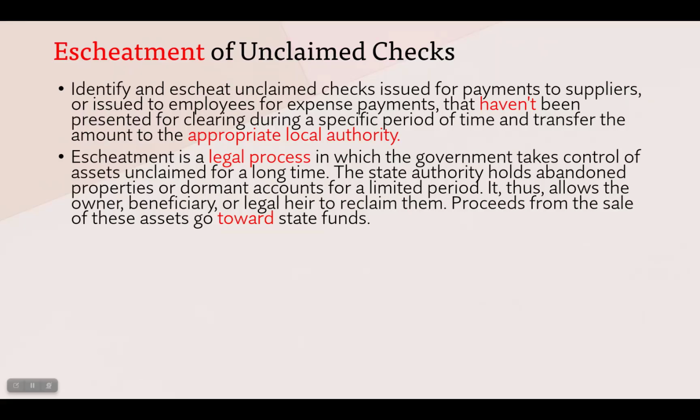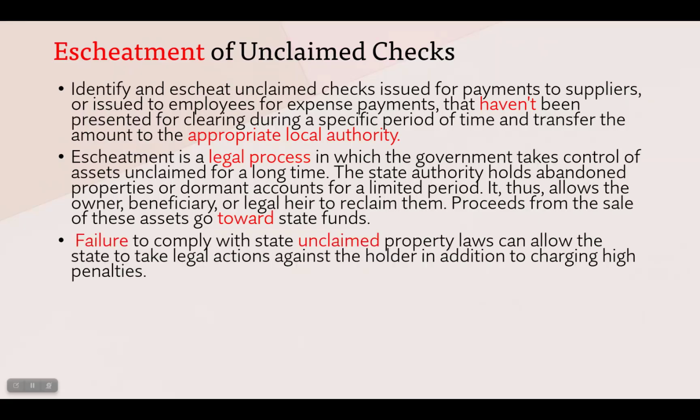Escheatment is also a legal process in which the government takes control of assets unclaimed for a long time. The state authority holds abandoned properties or dormant accounts for a limited period. It allows the owners, beneficiaries or legal heirs to reclaim them. Proceeds from the sale of these assets go toward state funds. Failure to comply with state unclaimed property laws can allow the state to take legal action against the holder, in addition to charging high penalties.